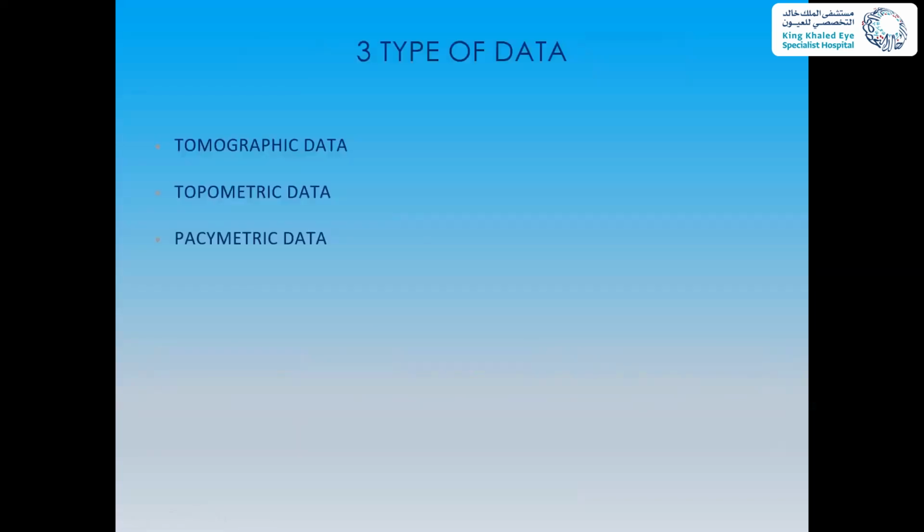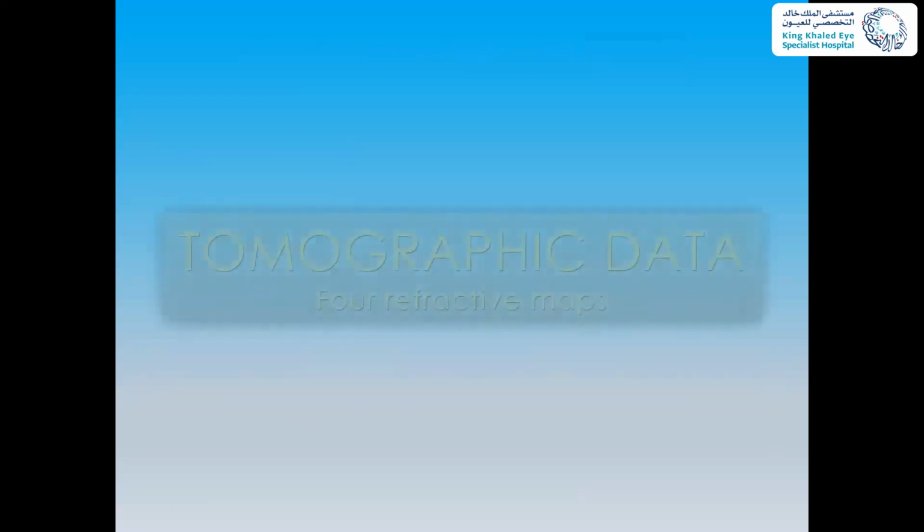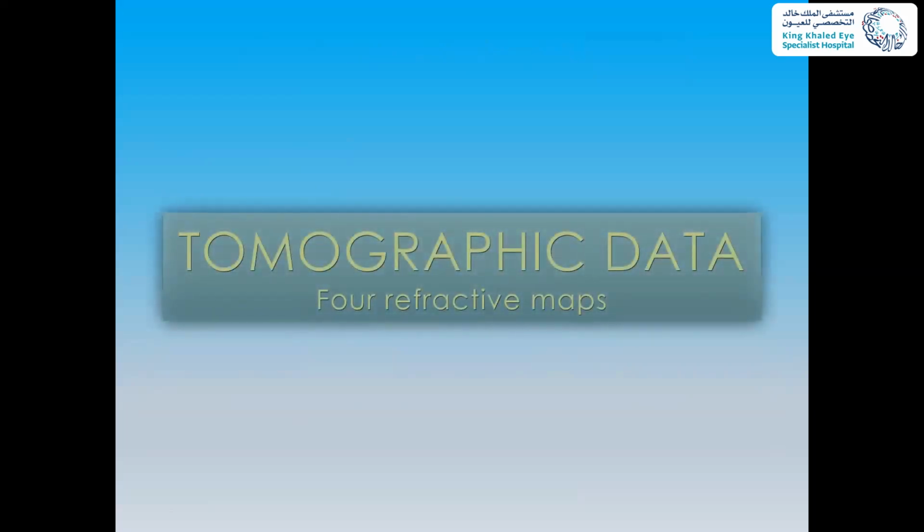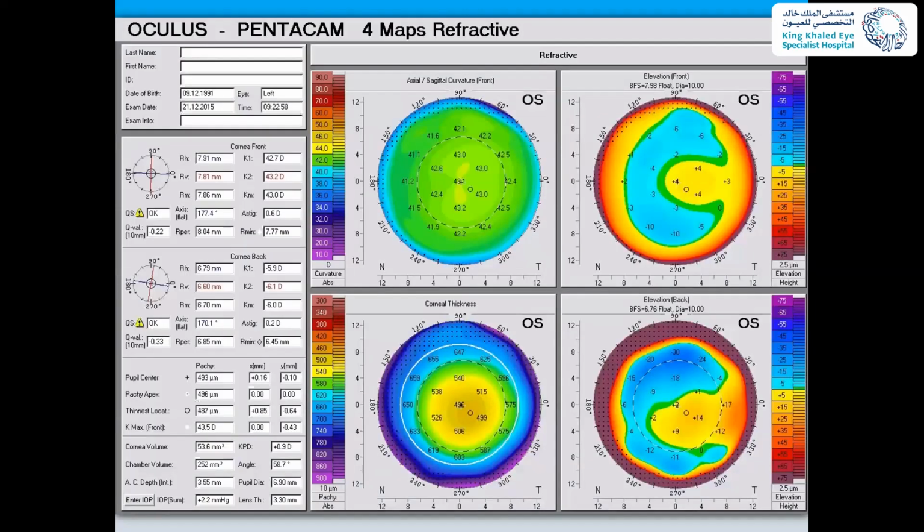So there are three types of data which we usually gather from the Pentacam: tomographic data, topometric data, and pachymetric data. We'll see how much we can cover in detail, but the most common one is the tomographic data, the 4 refractive maps we call it. So this is what we usually see in the JPEG picture in our computer, or if you go to the Pentacam machine.